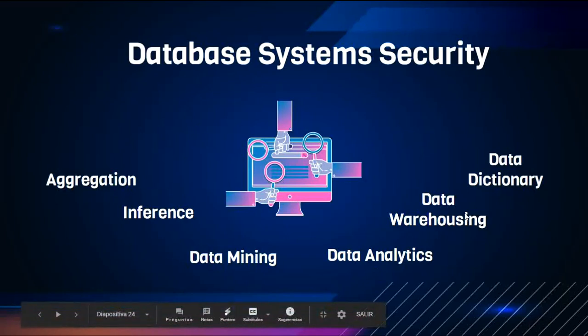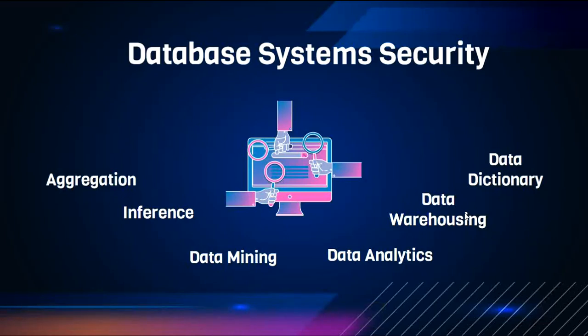We have data warehousing. These are large databases used to store large amounts of information from different databases. And finally, we have data dictionary. These are used to store critical information about data, including usage, types, sources, relationships, and formats.